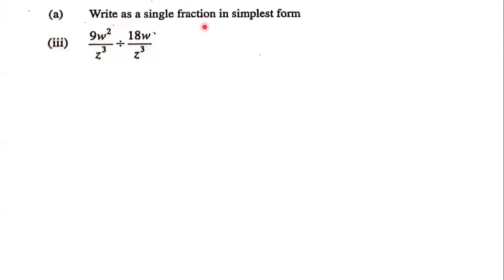Write as a single fraction in simplest form this particular algebraic expression. Notice that we have 9w to the power of 2 divided by z to the power of 3, and this fraction is divided by 18w all over z to the power of 3.